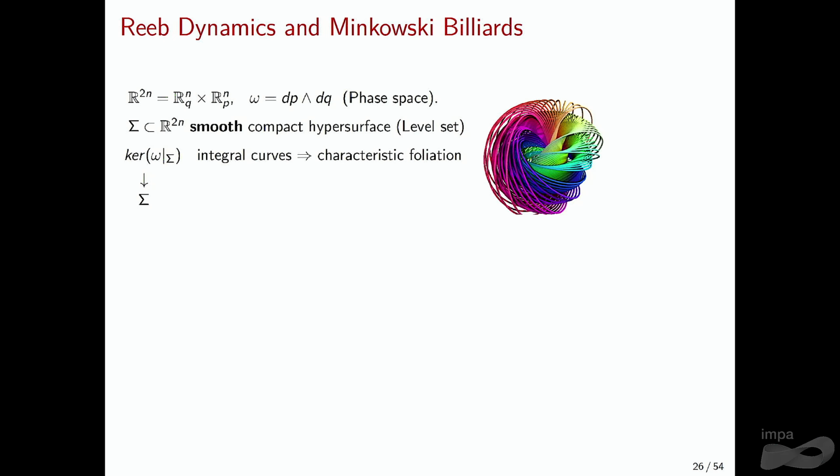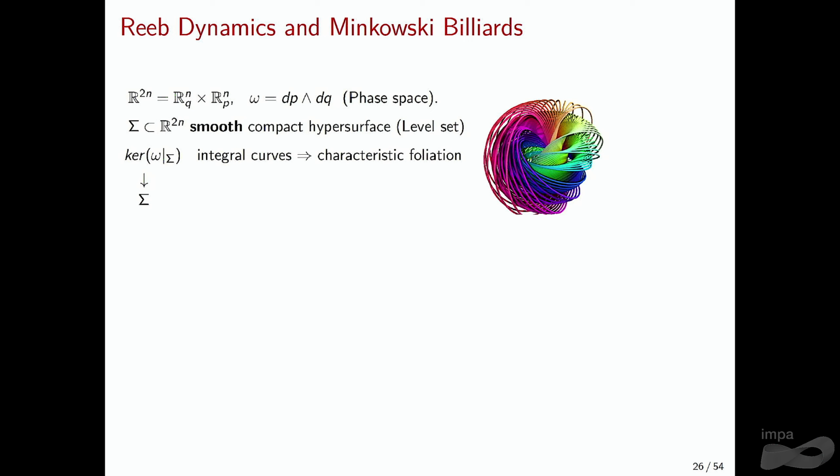I'm turning now to the second object that appeared at the beginning of my talk, and this is the notion of Minkowski billiards. Let me recall the general setting. We consider the classical phase space. We have a smooth compact hypersurface, and then we have the usual characteristic flow along the boundary of this domain.